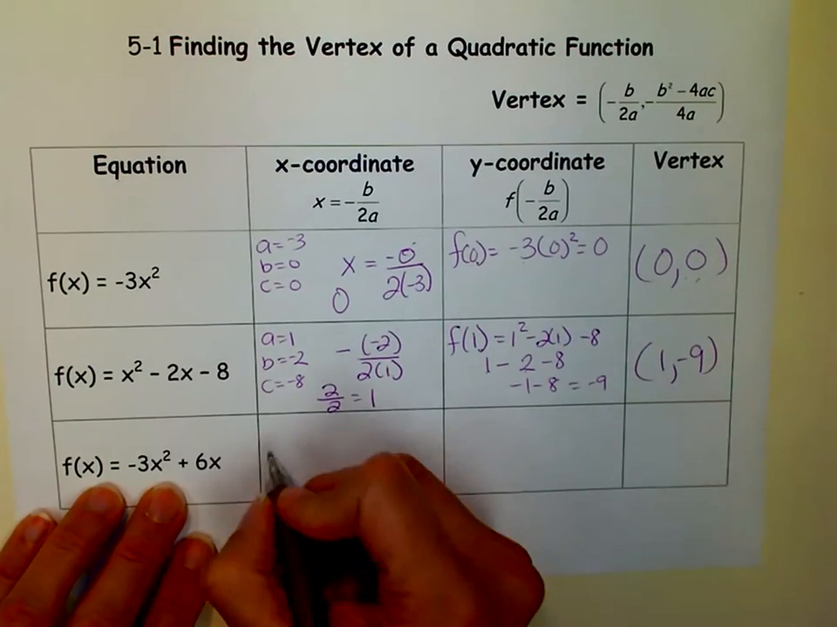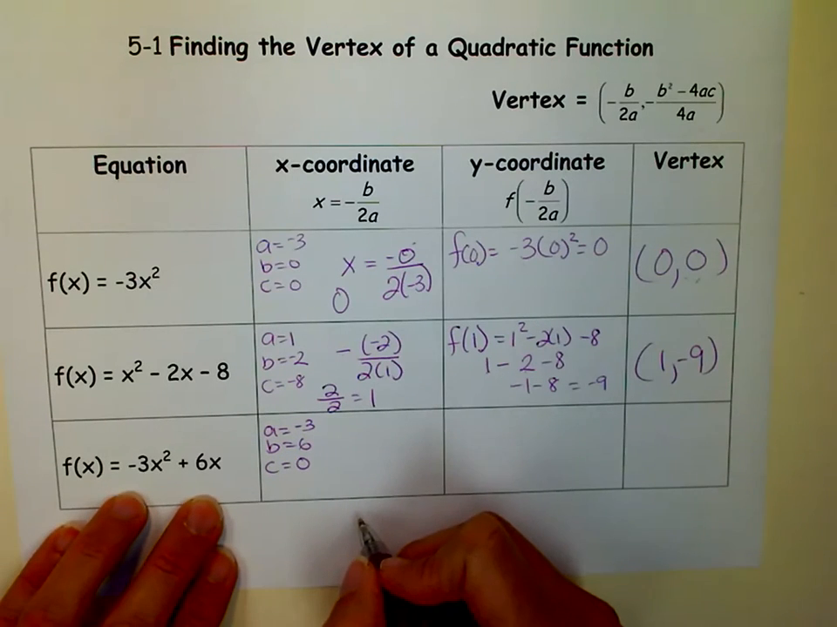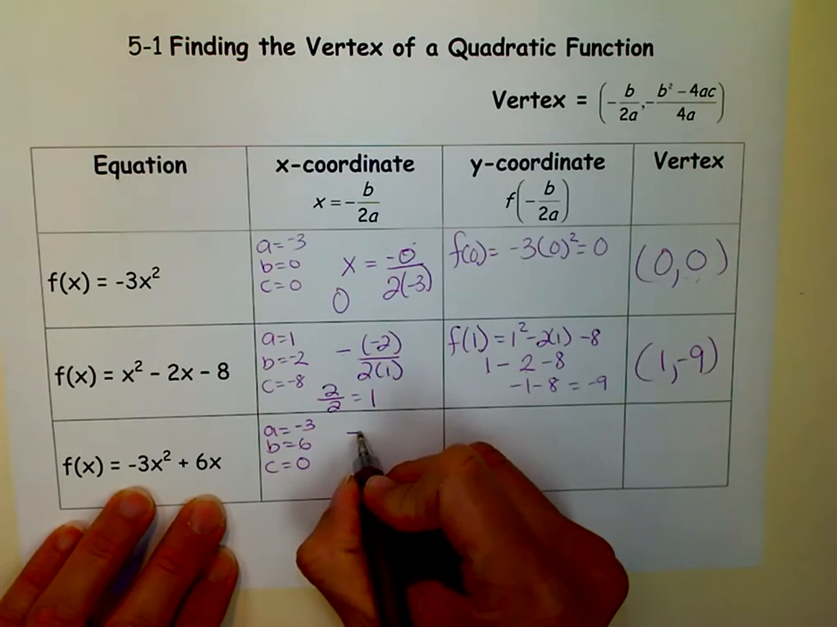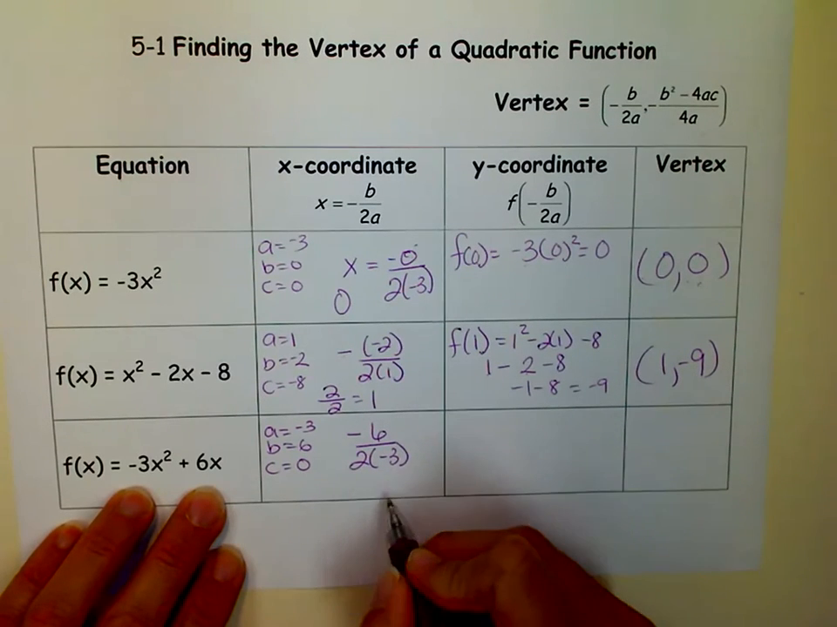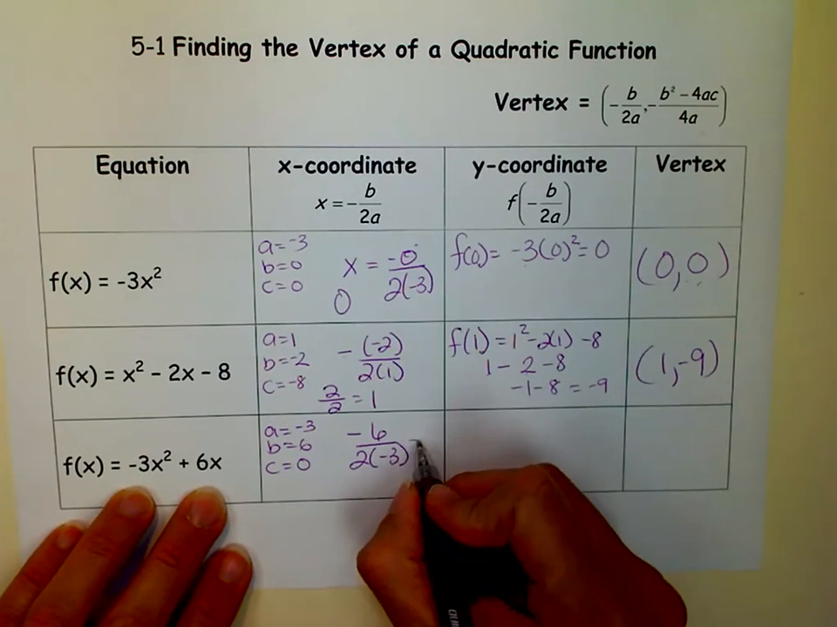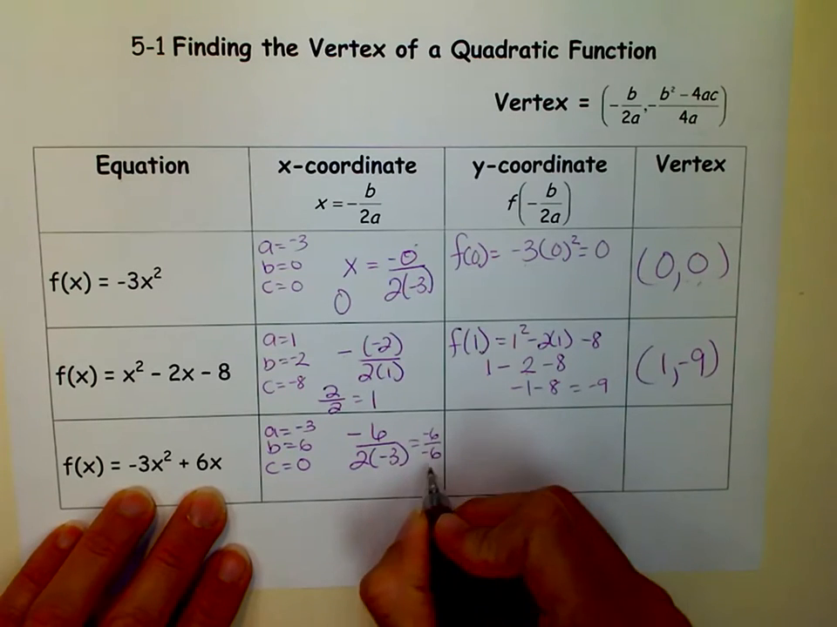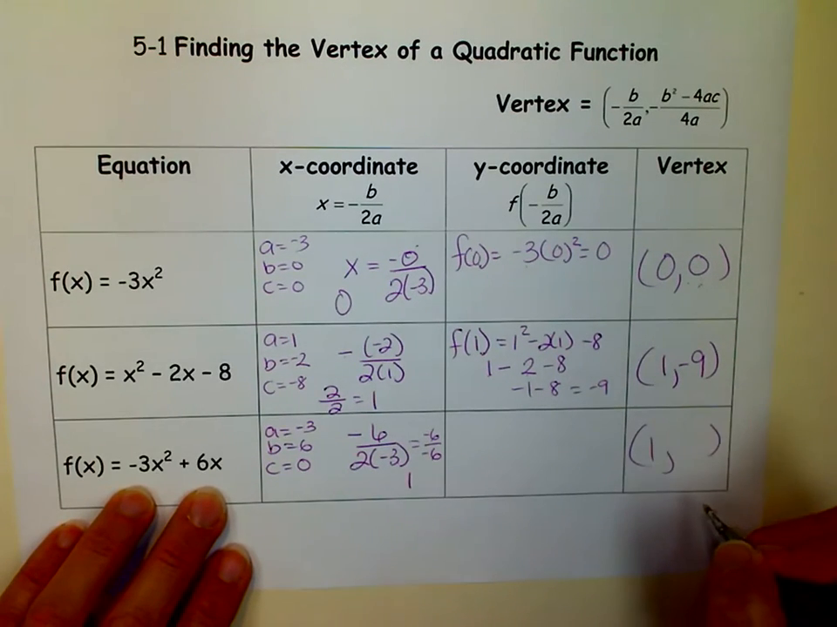On to this one. a is negative 3, and c is 0, because there's no constant term. So negative b over 2a: 2 times negative 3 is negative 6, and I have a negative 6 on top, and a negative 6 divided by a negative 6 is a 1. So my x-coordinate is 1.